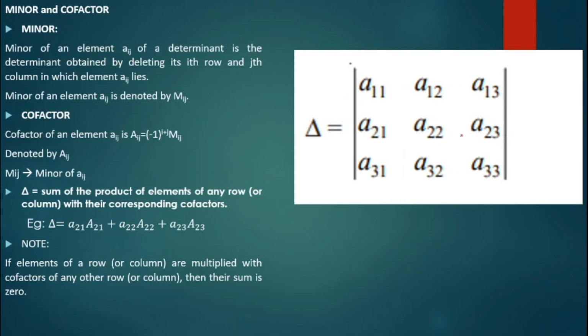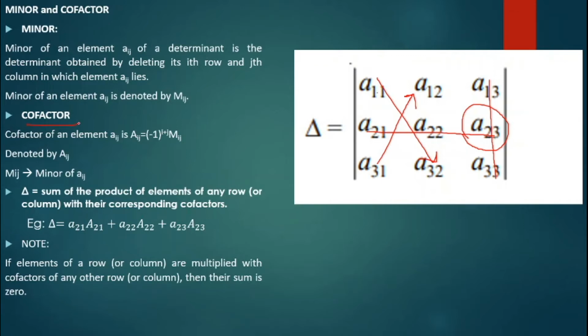Likewise, we'll go for A23. So for A23, the ith row, that is the second row, you have to delete, and the jth column, that is the third column, you have to delete. So A11 into A32 minus A31 into A12. This is the way you find the minor of a particular element in the determinant.